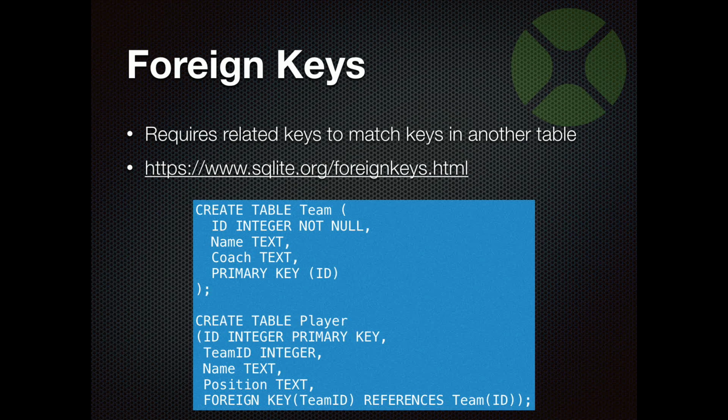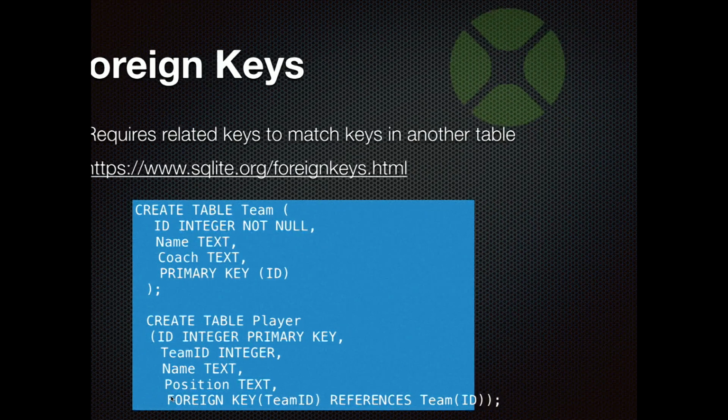A little bit more information at that site there. So when you create a table, you can assign the foreign key. So if you look at the very bottom of the player section here, you can see that it has specified that the foreign key team ID on the player table is referencing the ID column on the team table. So that's how you define the foreign key.